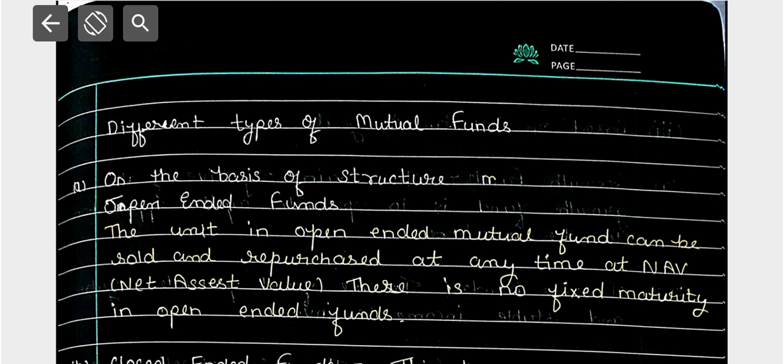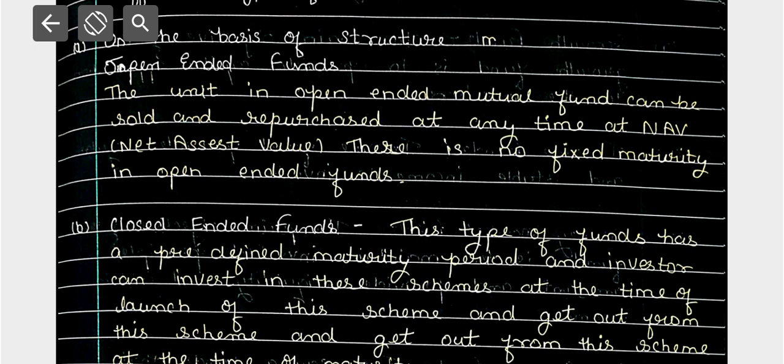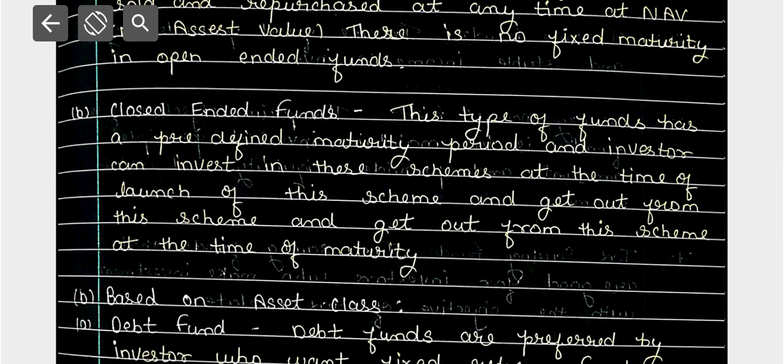कौन से types of mutual funds होते हैं on the basis of structure, उसे हम define करते हैं. Like open-ended funds: the units of open-ended mutual funds can be sold and repurchased at any time at NAV, net asset value. There is no fixed maturity for the fund. Then comes the close-ended fund. ये open-ended fund से अलग होता है, close-ended fund. This type of fund has a predefined maturity period.